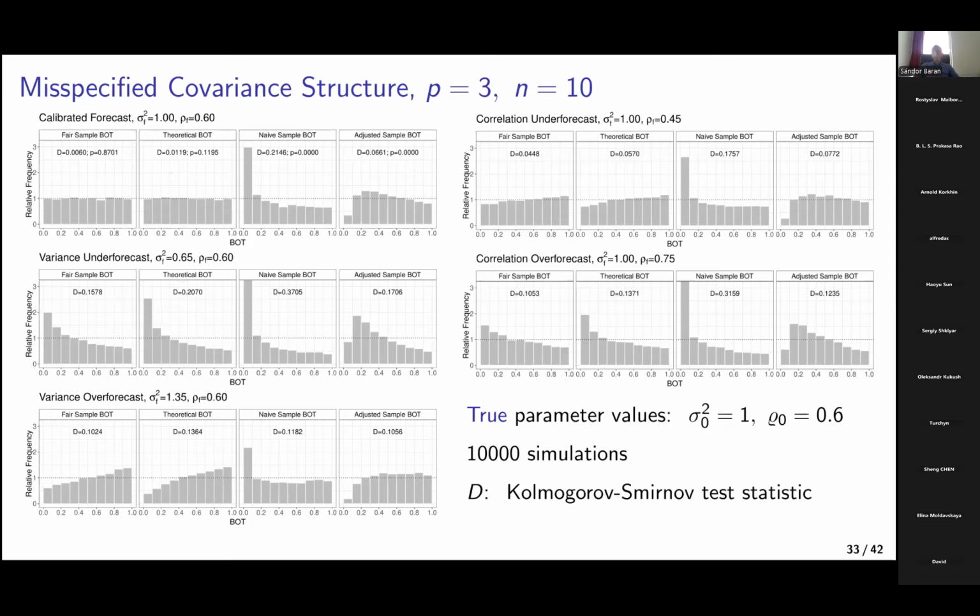And again, if you consider different types of miscalibration, then you see that our fair shows the same histogram as the theoretical one. Naive is highly biased towards the lower bins, while the adjusted sample loses weight in the very lower bins in all cases. So you see the same phenomena: in the left two figures you see something similar, but the other two guys are completely different. And the same applies for correlation under forecast or correlation over forecast.